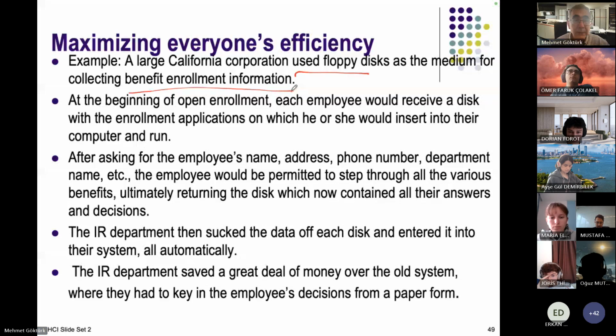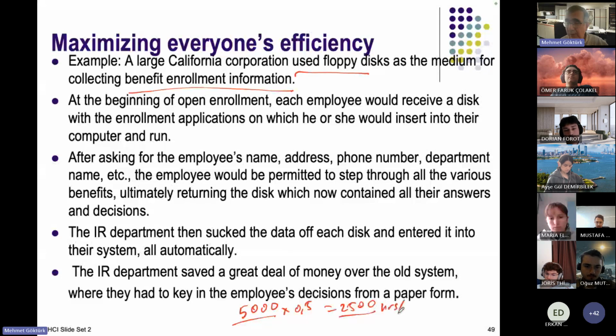Fine. Sounds okay, but the problem was each person spent half an hour to start the program, take the floppy, put the information. Because they were not comfortable with the user interface, it took more time than the paper. And the total was 5,000, I think, or 4,000 employees times half an hour, 2,500 hours of valuable labor is lost.